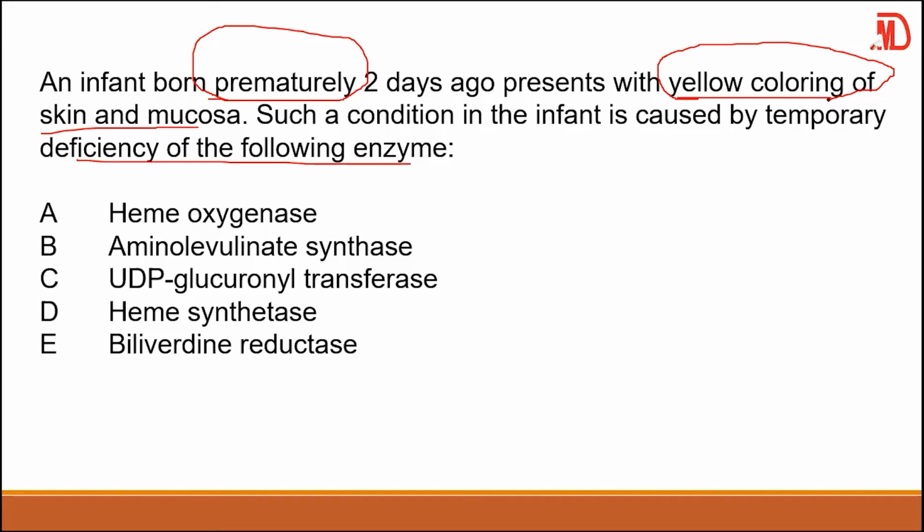the UDP glucuronyltransferase. Actually, this enzyme helps in glucuronidation or conjugation of bilirubin. Take note. These enzymes help in conjugation of bilirubin. So please take note. So we're going to have that deficiency. So the answer is C.